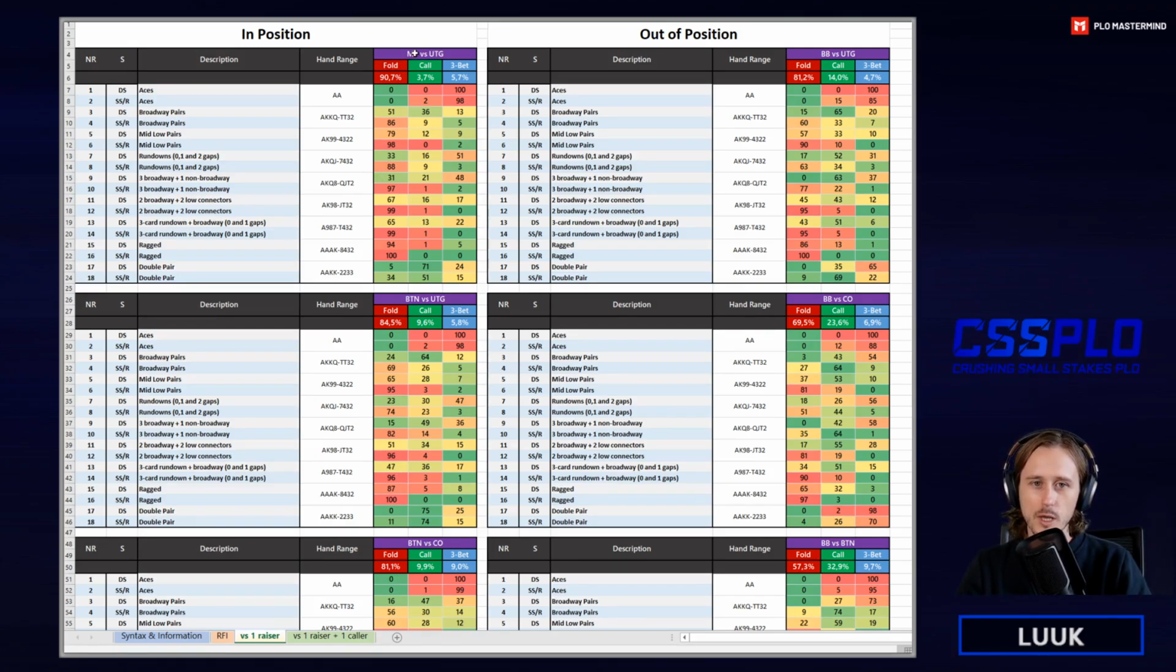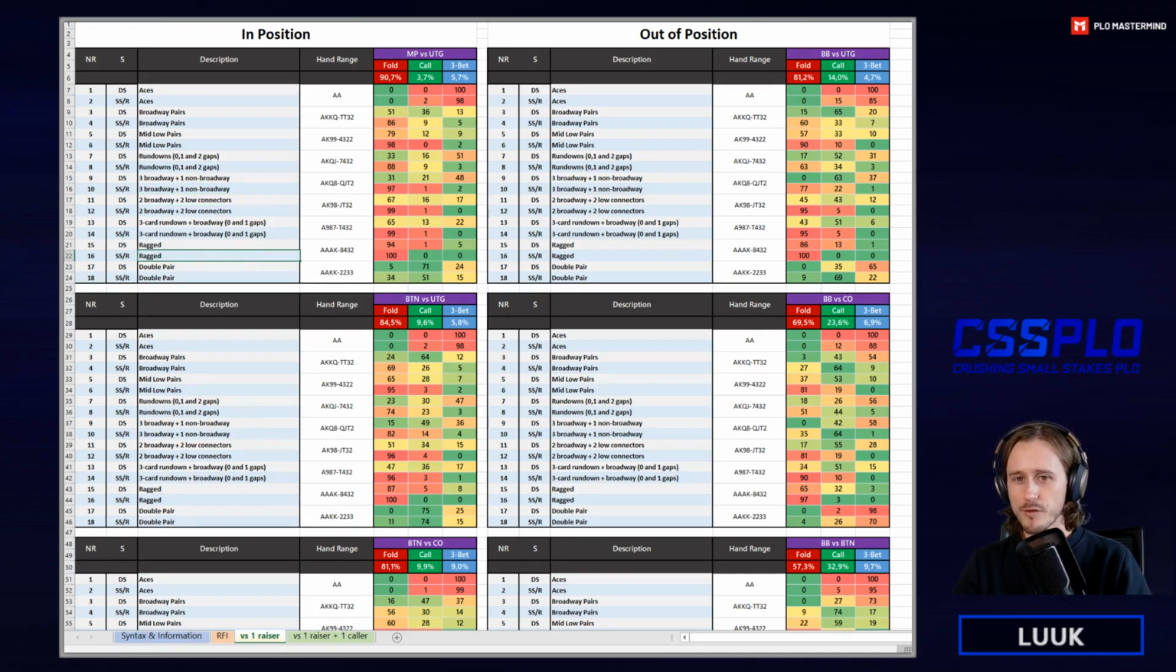So if we are in MP and the under the gun raises, we're folding 90.7% of the time. We're only calling 3.7 and we're 3-betting 5.7% of the time. Now below these numbers, again, you can see the strategy for all the categories broken down here. So aces, mid-low pairs, 2 Broadway, 2 low connectors, ragged hands, etc. You can look it up here yourself. These are all in position.